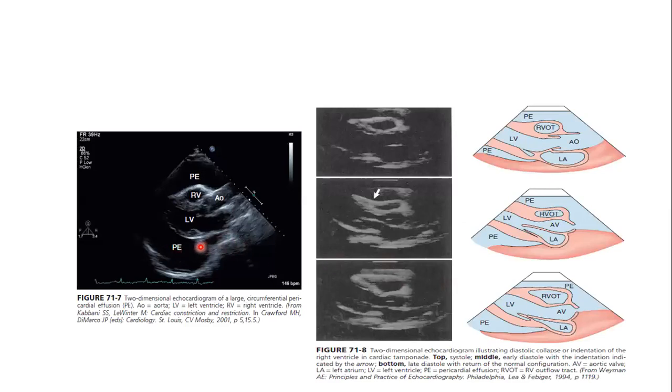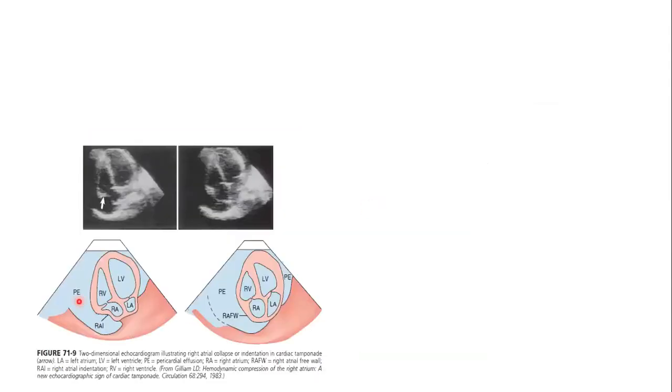There's a parasternal long axis view here. There's almost a circumferential effusion here. Looking at this middle picture, there is an indentation and collapse of the right ventricle. Looking at this particular picture here, you also have an indentation and collapse of the right atrium, with effusion all around.